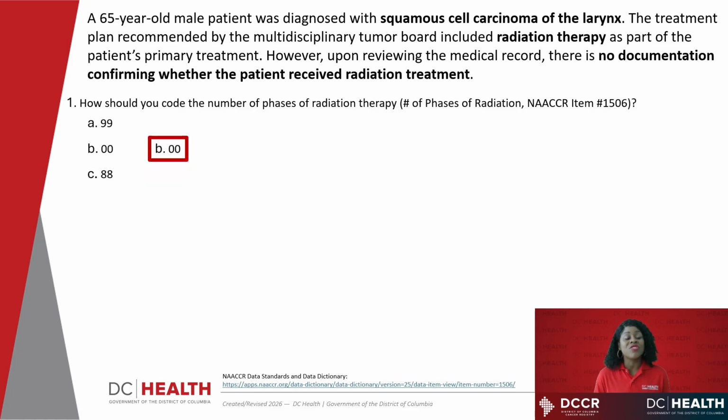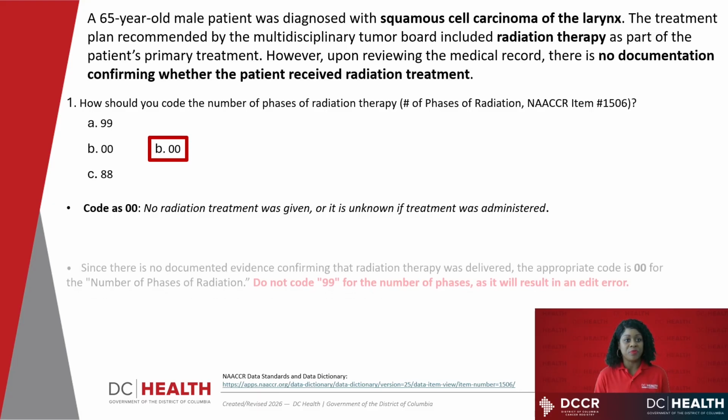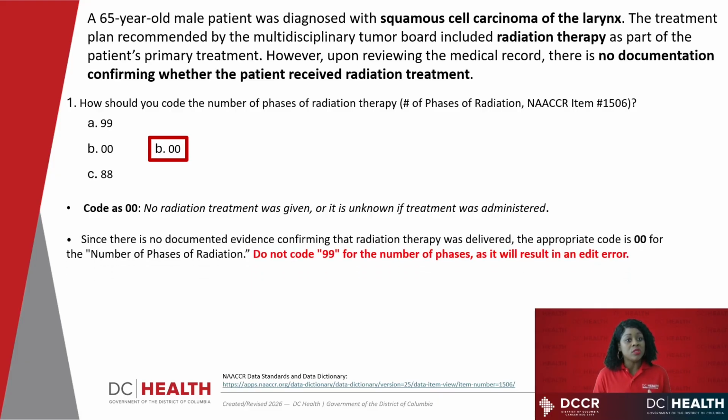The correct answer is B, 00. Code 00 is no radiation treatment was given, or it is unknown if treatment was administered. Since there is no documented evidence confirming that radiation therapy was delivered, the appropriate code is 00 for the number of phases of radiation. Do not code 99 for the number of phases, as it will result in an edit error.